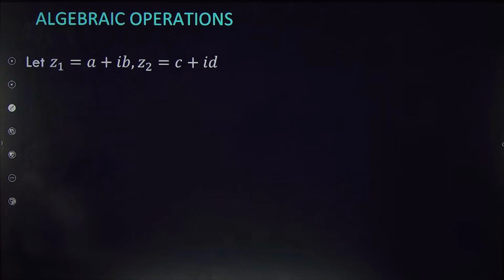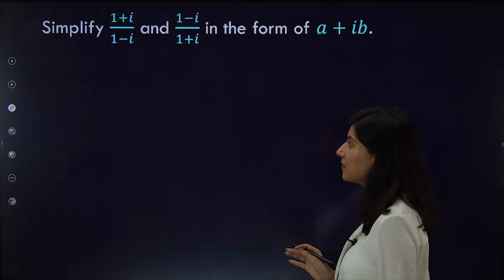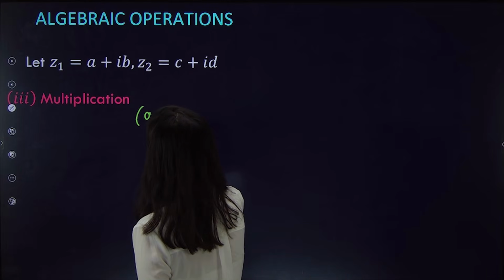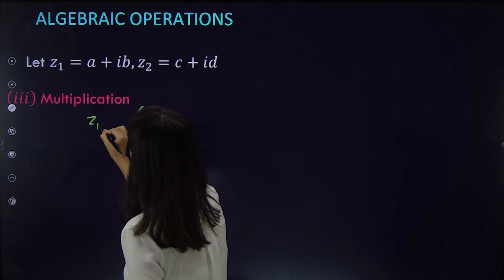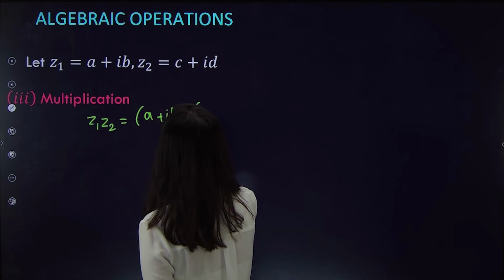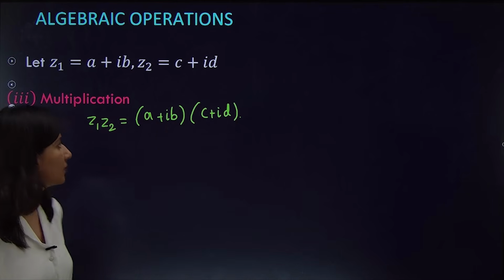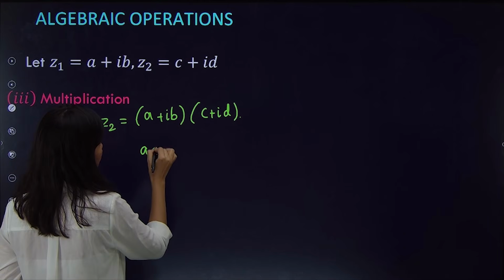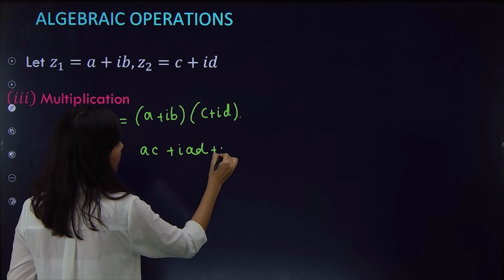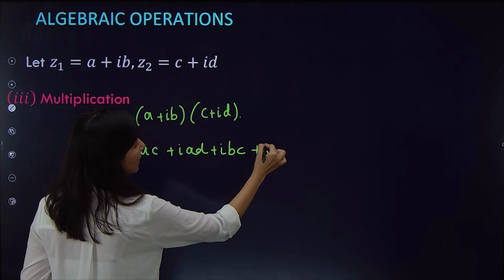Okay, perfect. Now multiplication. If you want to multiply two complex numbers, it's very obvious that you just need to multiply. Z1 multiplied by Z2 will be equal to A plus iota B times C plus iota D. So this is AC plus iota AD plus iota BC plus iota square BD.